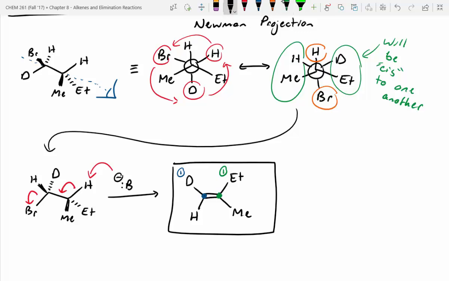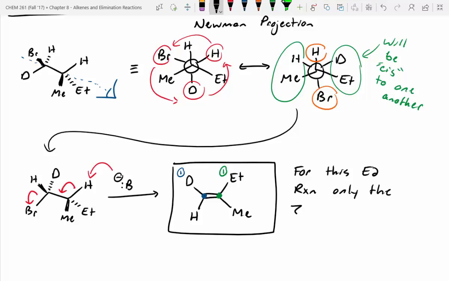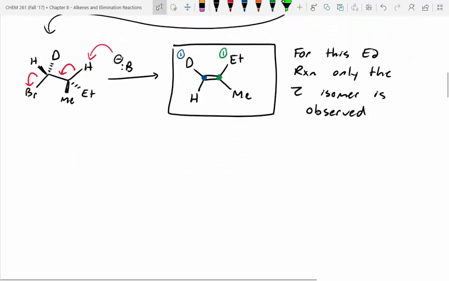All right, so they're on the same side, so will this be E or Z? Z. So for this E2 reaction, only the Z isomer is observed. You don't observe any of the E isomer. So we'll talk more about that in a little bit. Does that make sense? We do need to bring in some new terminology that you might see in your textbook, so I've got to define a few things.